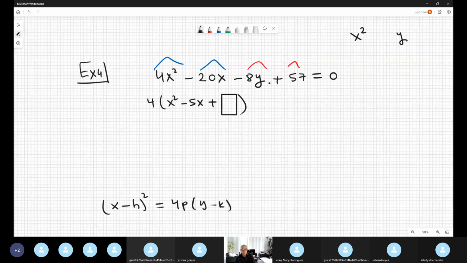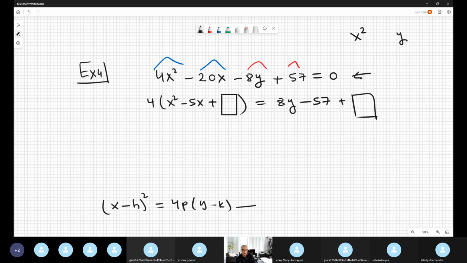Okay, complete the square. On the right hand side, I move minus 57, something like that, plus another box, no? Not necessarily the same number here. So I try to manipulate this equation and try to make it look similar to this, no?